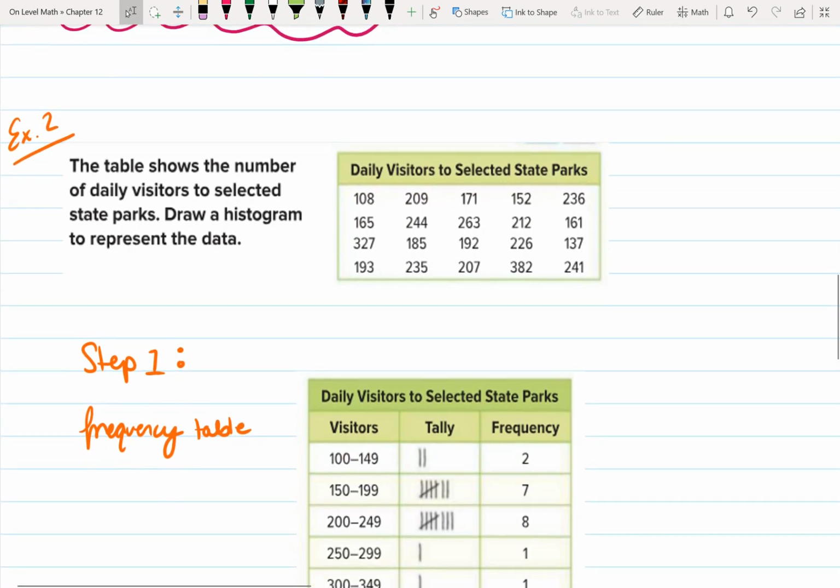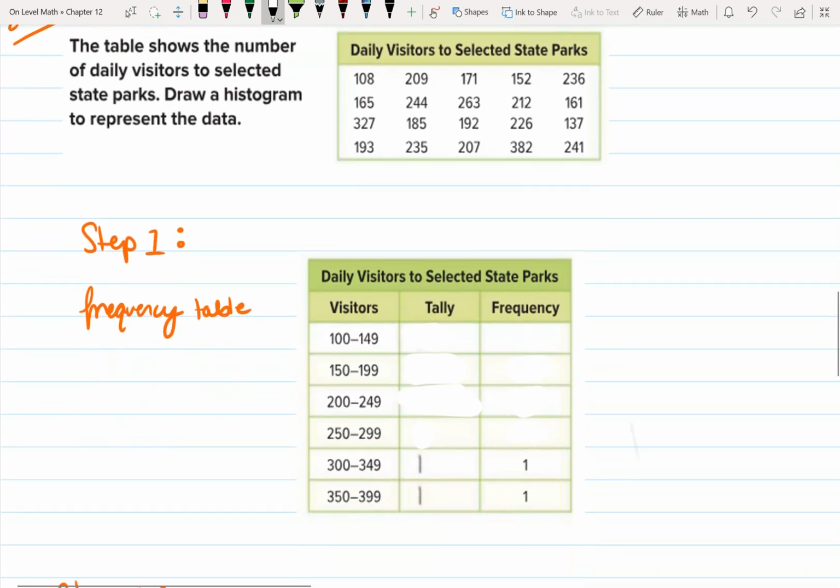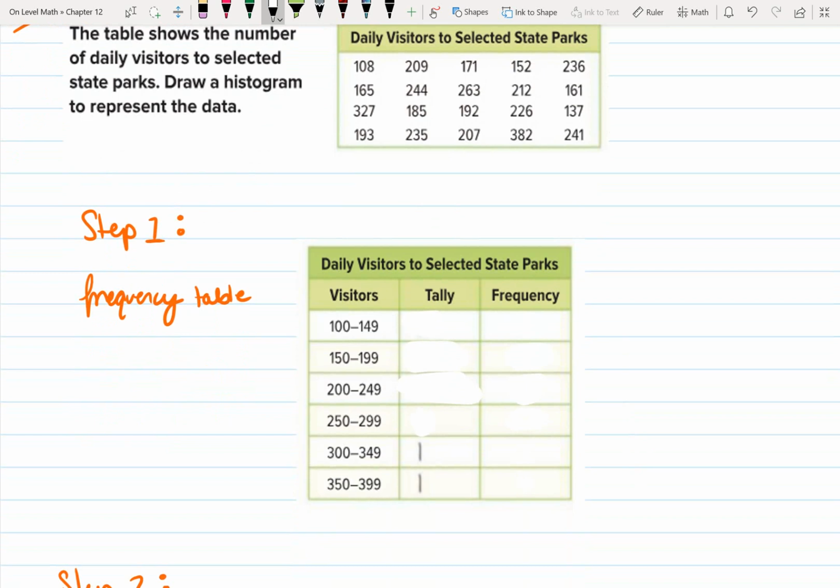I gave you the ranges 100 to 149. So they would not give you these numbers. These are the numbers that you'd have to make, right? But you would look at the table with the numbers, and then you'd have to fill in the frequency table. So 100 to 149. Well, let's count. That's in it. 149, that's in it. Okay, so there are 2, right? Tally or a number. Frequency is just the number of.